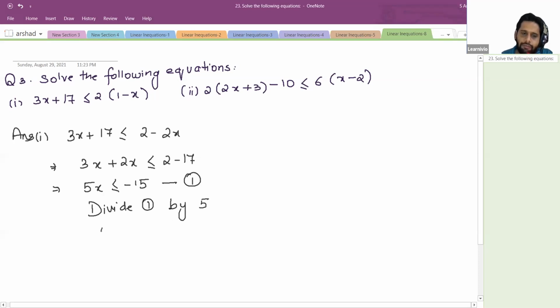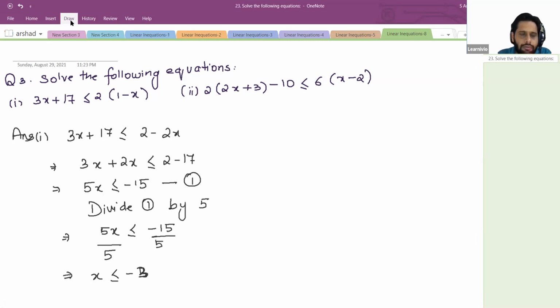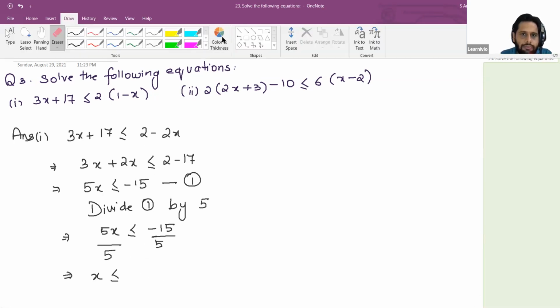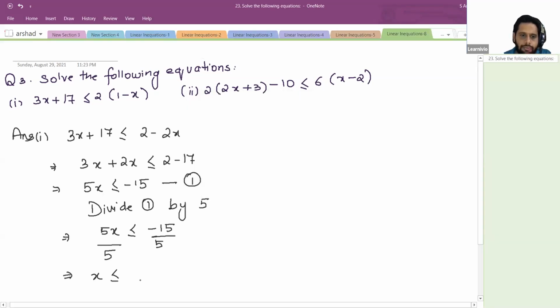And now we divide by 5. So this will give you 5x less than or equal to... So John, we are dividing with a positive number, so the sign of inequality will remain the same. So this will give you x is less than or equal to minus 3. Okay, John, I did not open the bracket. x is less than or equal to -3. John, any doubt in this?